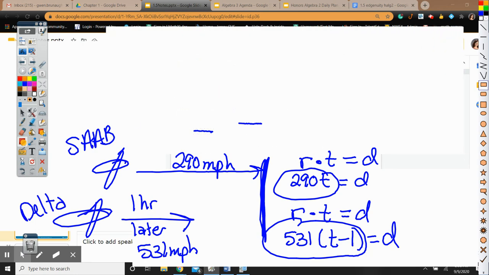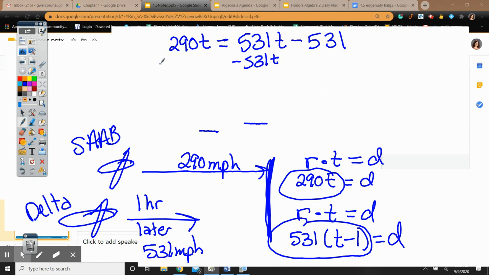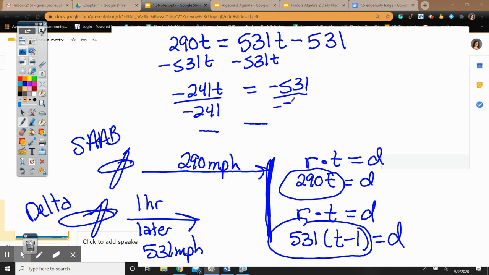So we're going to have 290t equals, and I'm going to go ahead and distribute this, 531t minus 531. Let's get our t's together by subtracting. If you take 290 minus 531, you get negative 241t equals negative 531. You divide, and you're glad that you have two negatives because we couldn't have had negative time, so this is good. 531 divided by 241, and the time is 2.2 hours.